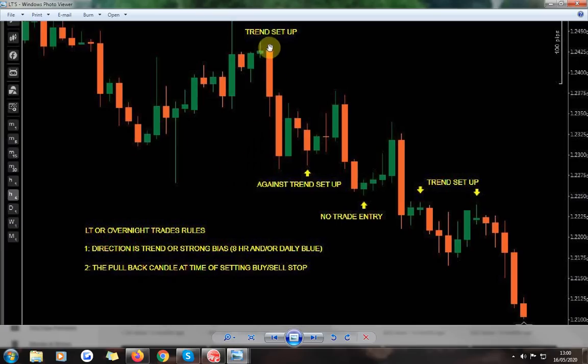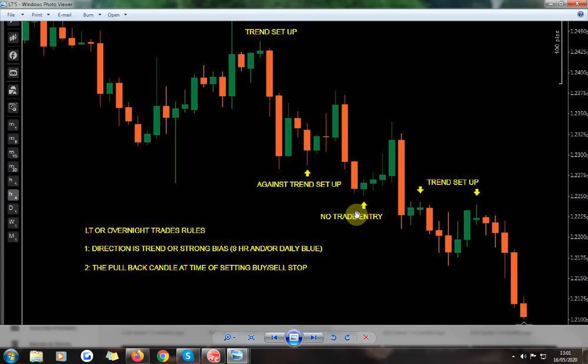Alright, so this move, this was the session move there. I think that was the session move. That was the session move, right? Then it went down again. So this was the pullback candle if you wanted to go against the trend. Okay, there, buy stop, you'd got a nice 70 pip move. Okay, that was the session again there.